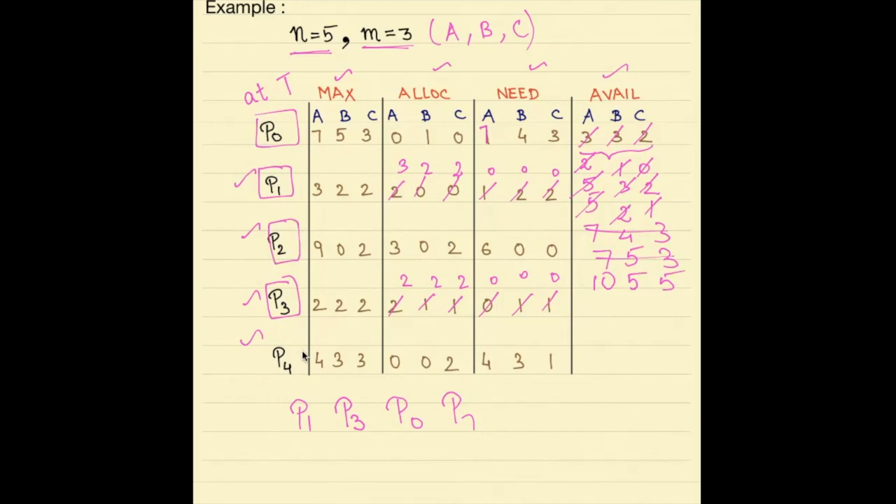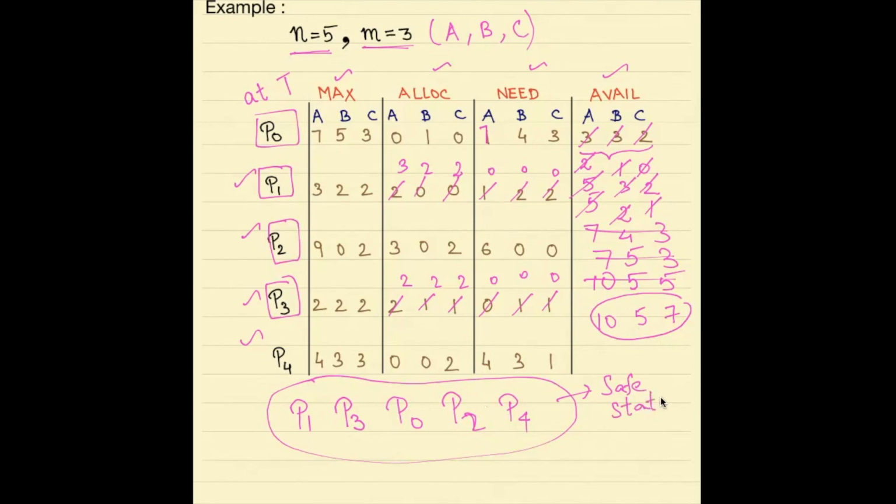Can P4 get completed now? Yes, my available is 10, 5, 5 and my need is 4, 3, 1. So my P4 can get completed now, right? And then finally my available will become 10, 5, 7. This is one of the safe sequences. The system is in a safe state. If there is at least one safe sequence, then the system is in a safe state and there is no deadlock. So for this example, there is no deadlock.